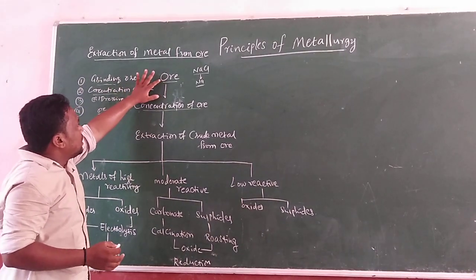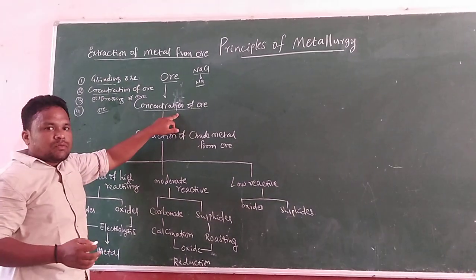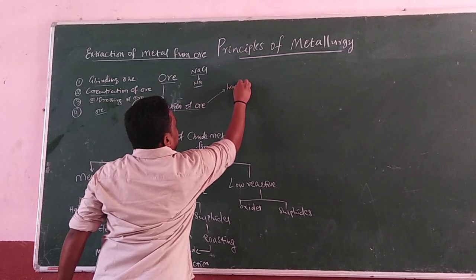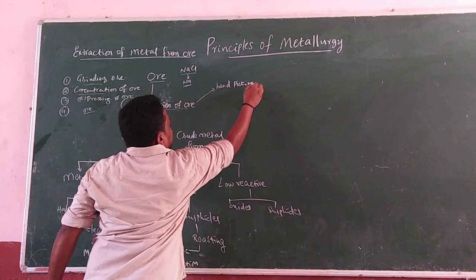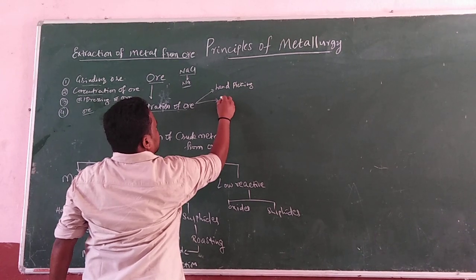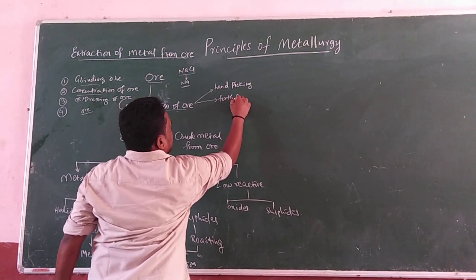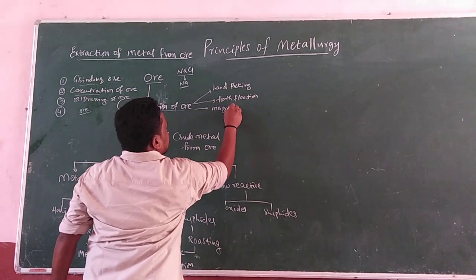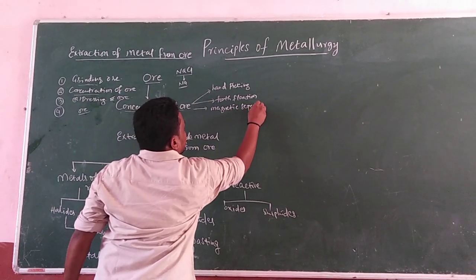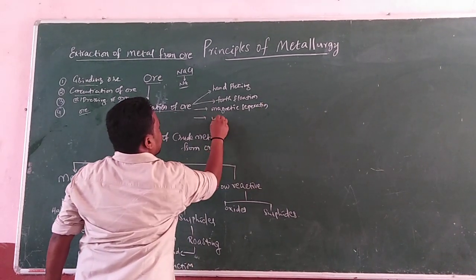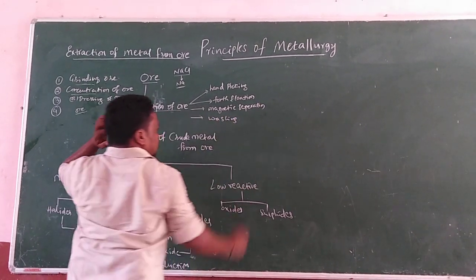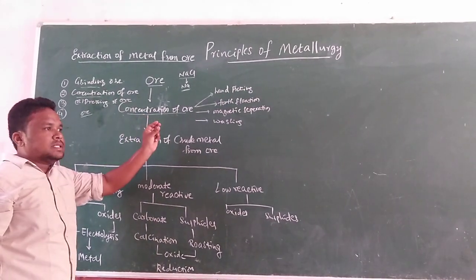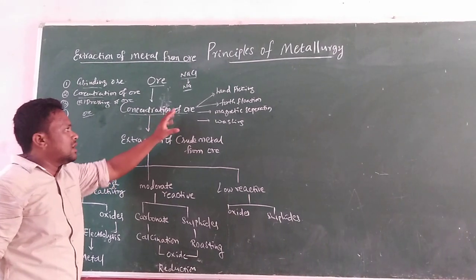Now today, concentration of ore. In this concentration of ore, four methods are there. First one is hand picking. Next one is flotation. Next one is magnetic separation. Next one is washing. These are the four methods included in the concentration of ore. Means how can we concentrate, how can we dress the ore? Here four methods are there.